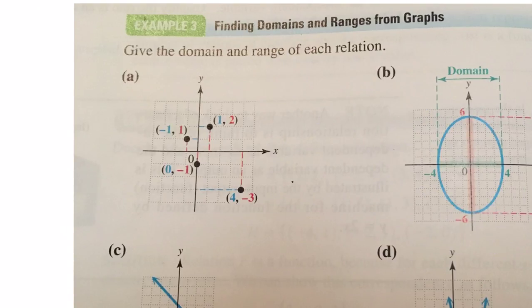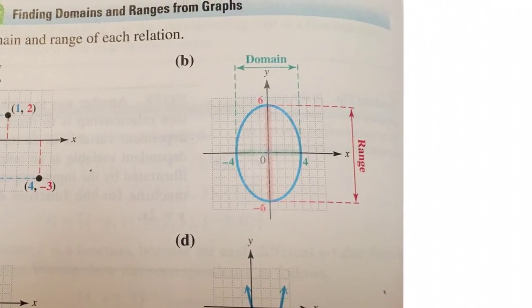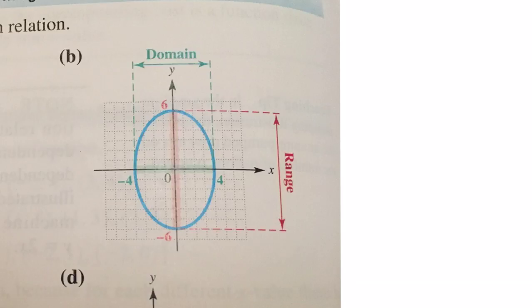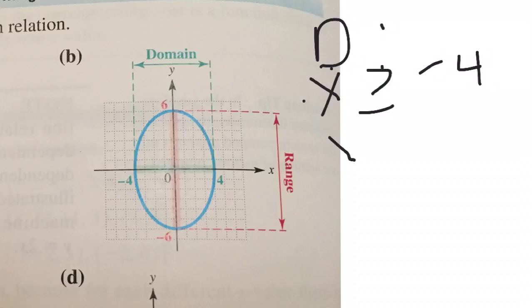So now let's move on to part B. Part B has the domain outlined in that greenish teal color. Looks like it's all the numbers from -4 to 4. So you can say that x is greater than or equal to -4, and x is less than or equal to 4.